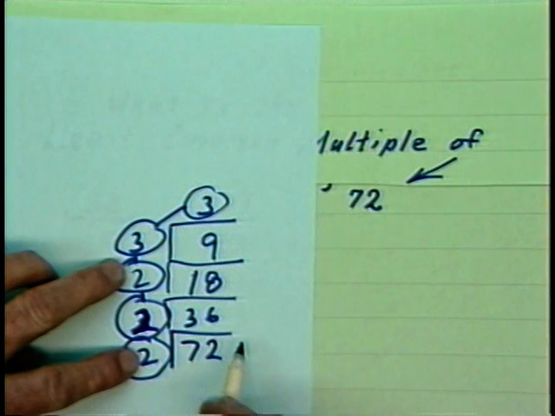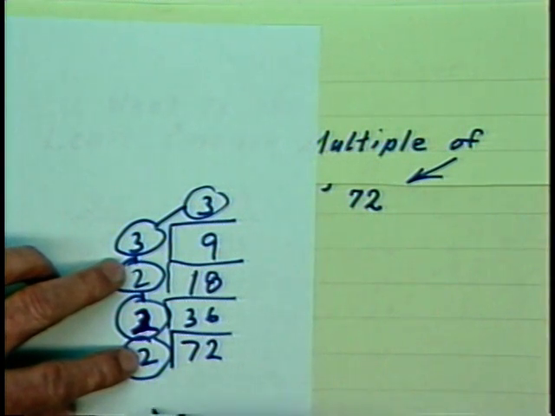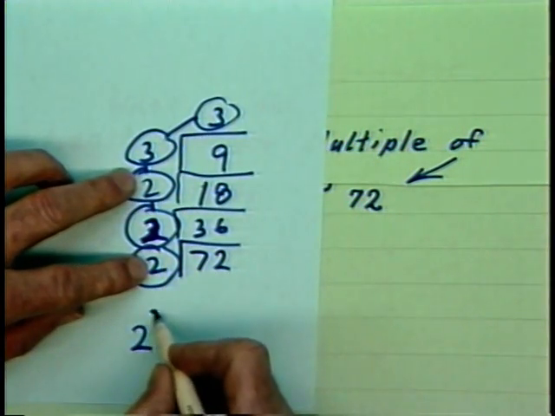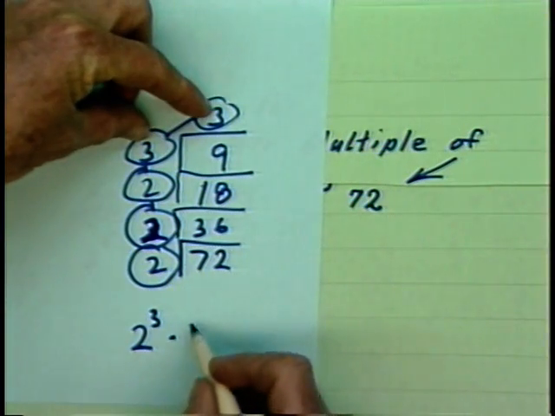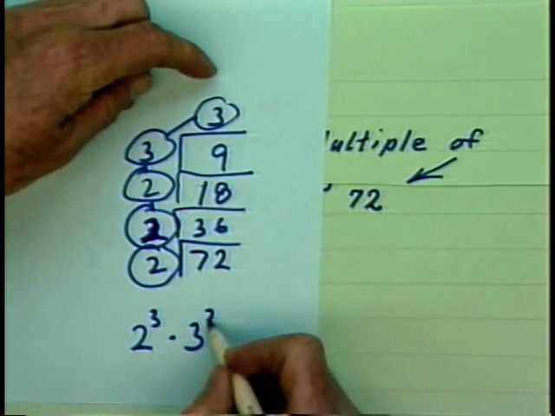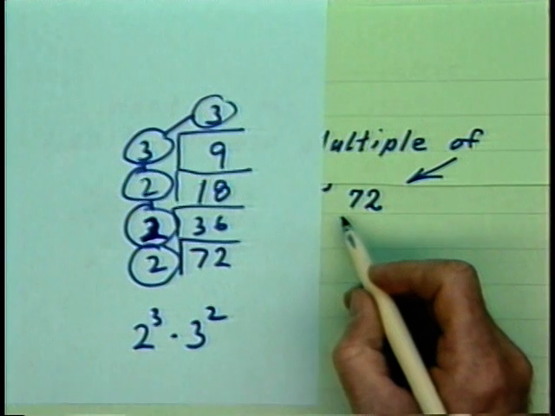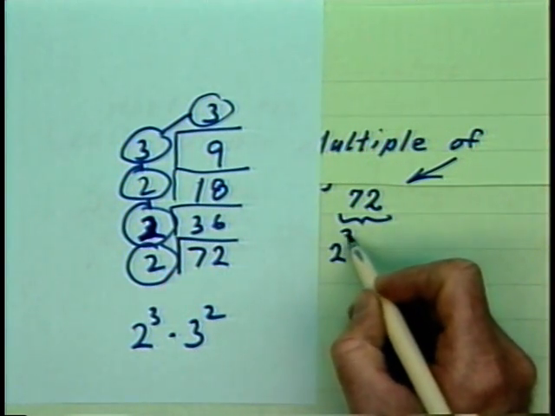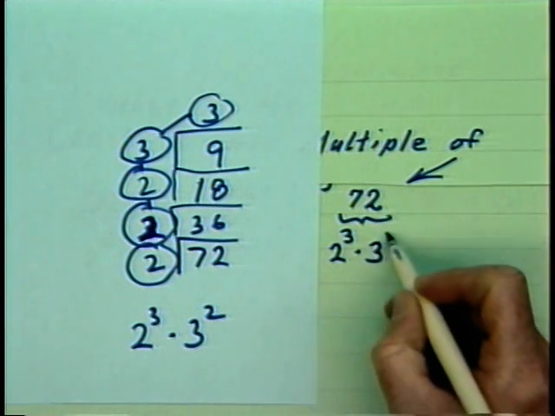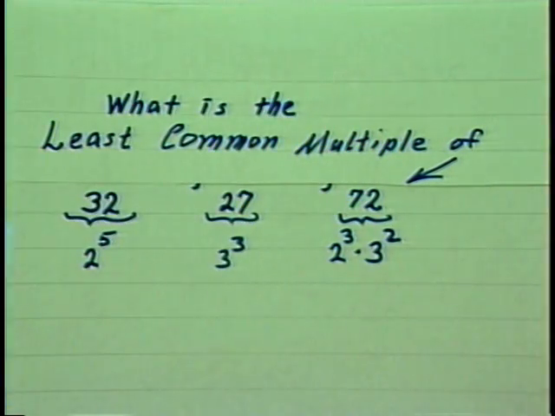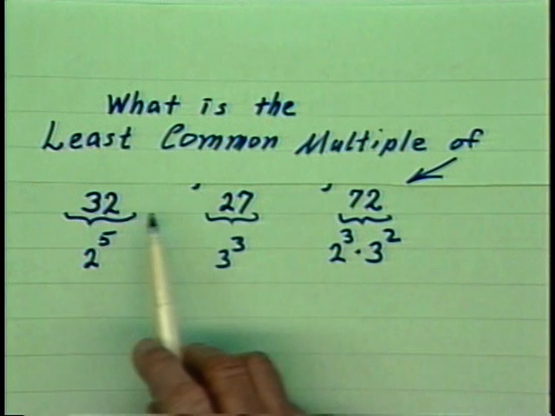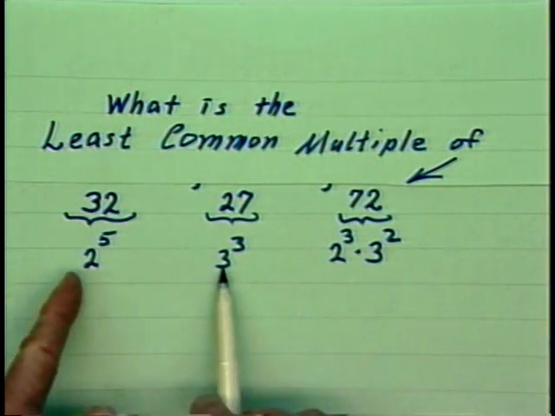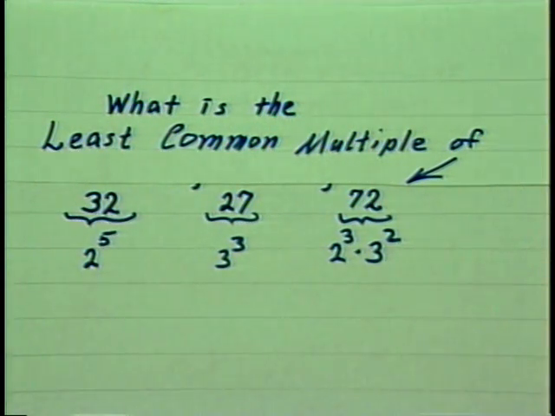I have 3 2's, which I can write as 2 to the 3rd power, and 2 3's, which I can write as 3 to the 2nd power. So 72 may be written as 2 cubed times 3 squared. So each of these numbers has been prime factored and written in exponent form.